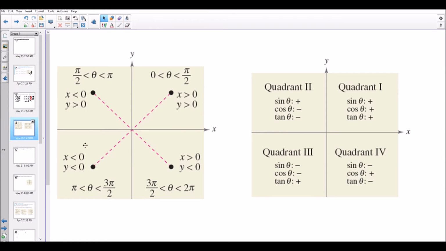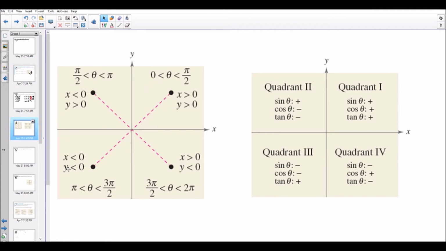Third quadrant, you've got negative x and y values between 180 degrees and 270 degrees, or pi and 3 pi over 2 radians. And then your x value is positive in the fourth quadrant, but your y value is negative. And that's between 270 degrees and 360, or 3 pi over 2 and 2 pi radians.